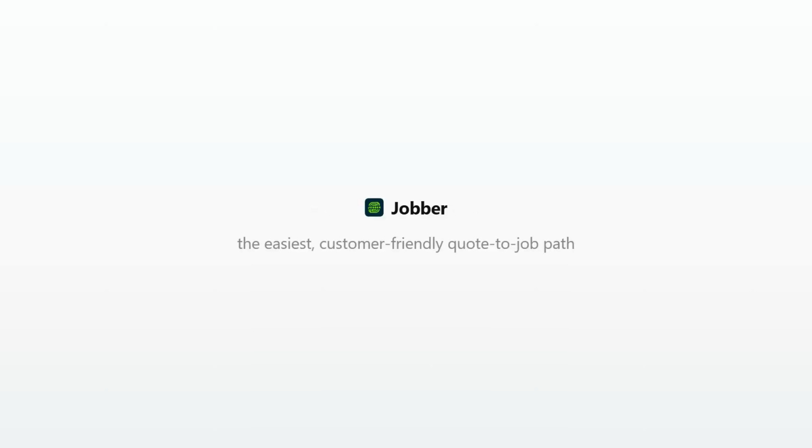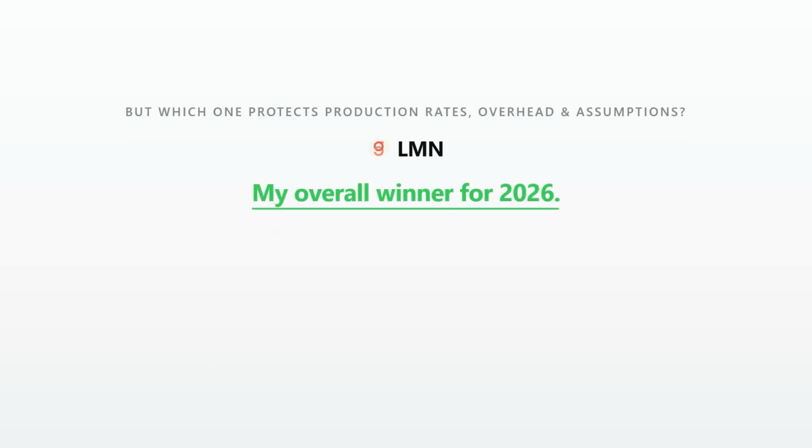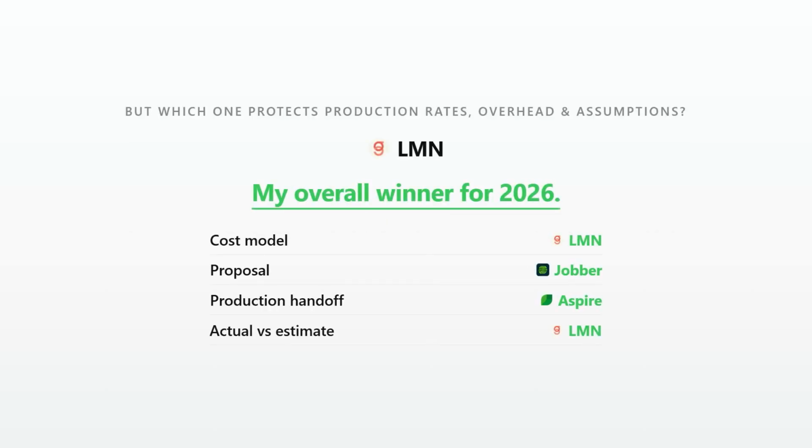So here's my verdict. Choose Jobber for the easiest, customer-friendly quote to job path. Choose Aspire when estimates must become landscape work tickets, purchasing, crews, and commercial reporting. Choose fieldcamp when area or depth-driven calculated packages need to flow into a configurable job, scheduling, and cost system. But if the question is which landscaping software most clearly protects production rates, overhead, and estimated versus actual assumptions, LMN is my overall winner for 2026.